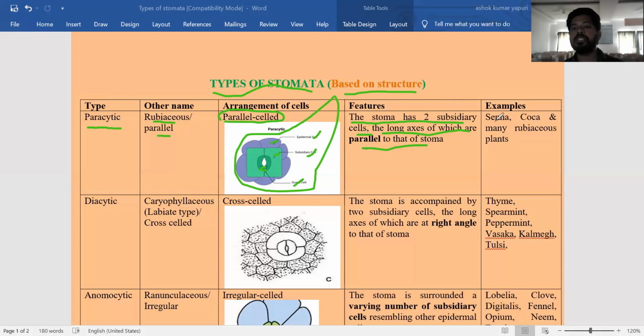And what are the examples here? Senna as well as coca. Both senna and coca are biological sources from the leaves. Coca gives cocaine. You know, cocaine is a local anesthetic, and it also has CNS stimulant properties. So this is regarding paracytic stomata.